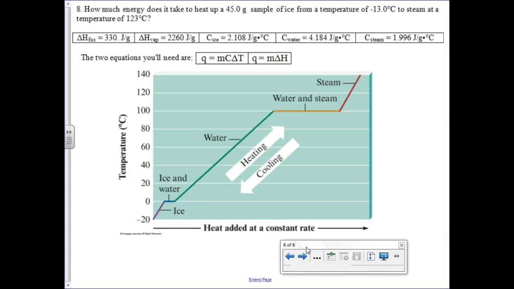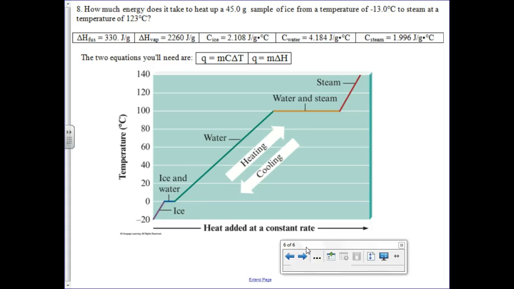Okay? So here's what we've got going on. Q equals mcΔT. We know that equation. That describes the amount of heat added during a temperature change. Where on this graph is the temperature changing? What regions?